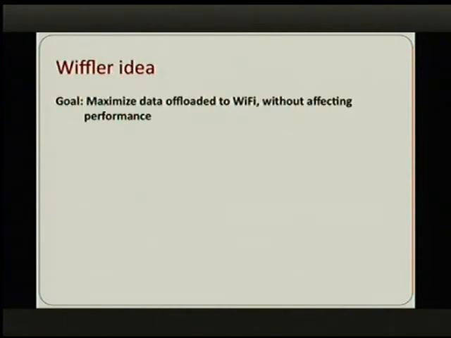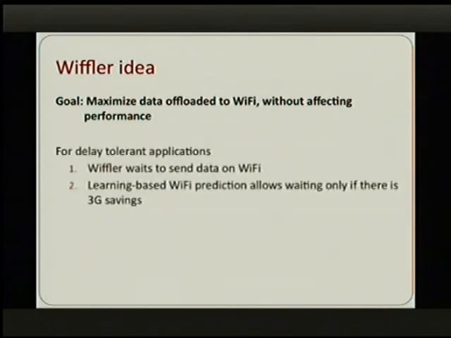And the goal in Wiffler is as follows. We want to maximize the total data that we can offload to Wi-Fi, because that means that we are freeing up 3G spectrum. But we want to do this without affecting application performance. To do this, we look at two different classes of applications. We first look at delay tolerant applications.